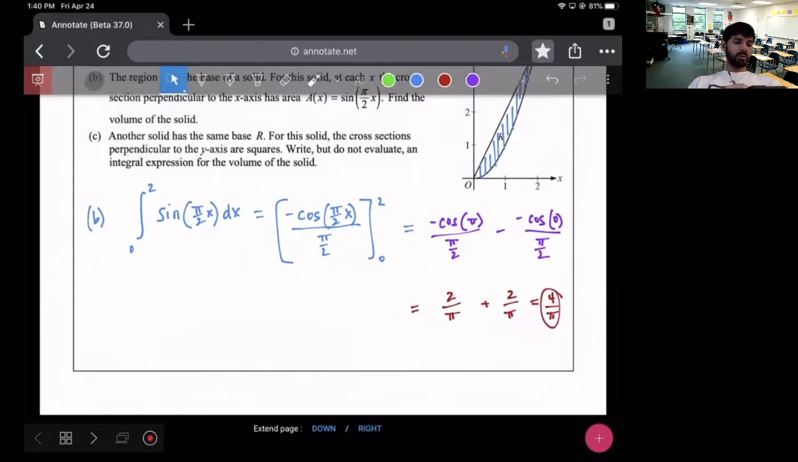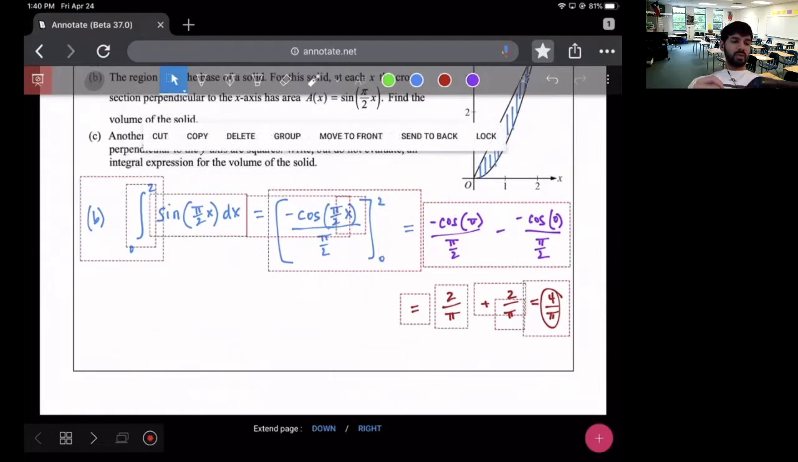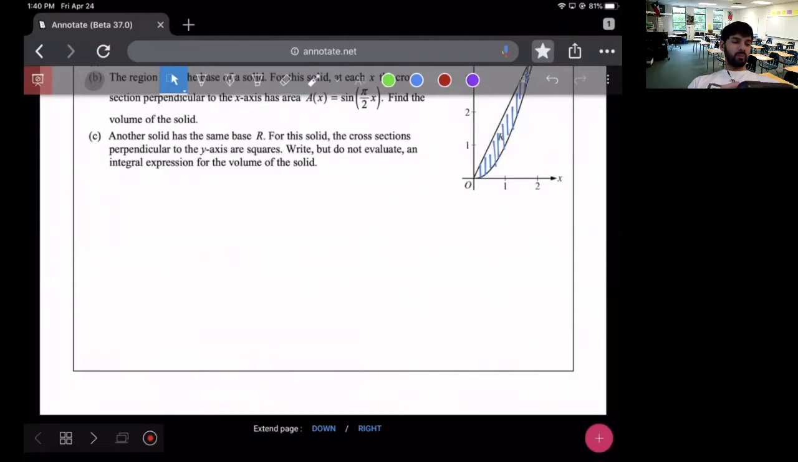All right, let's set up part C here. Part C now is very similar. It's cross sections again, but it's saying this time the cross sections are perpendicular to the y-axis and they're squares.